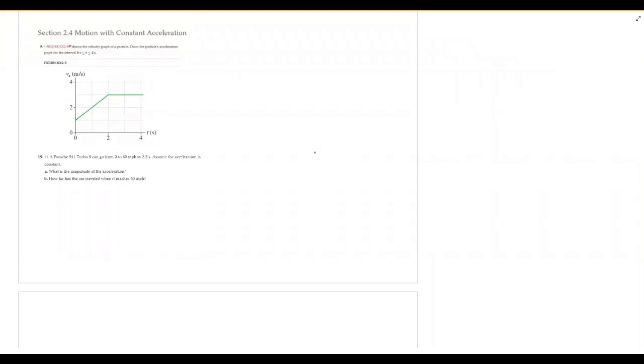Number 9, they say that the graph shows the velocity graph of a particle, and they say to draw the particle's acceleration graph for the interval from 0 seconds to 4 seconds. So basically, they want us to obtain the acceleration graph from 0 to 4 seconds. What we know is that acceleration is the slope of the graph of the velocity.